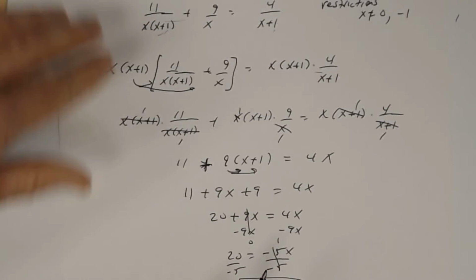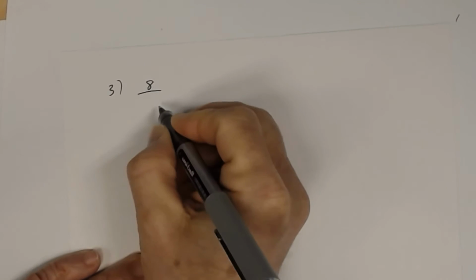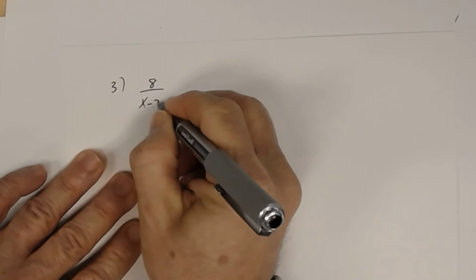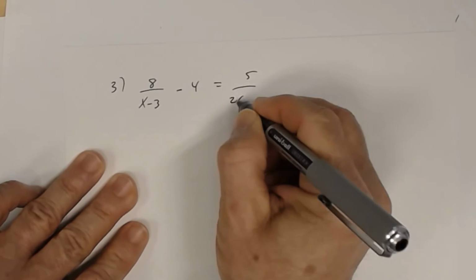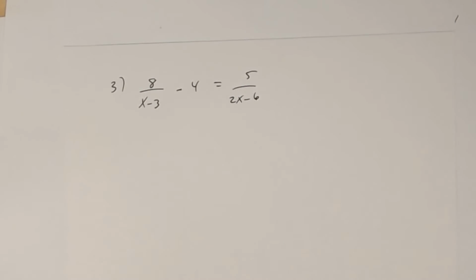Okay? All right, let's look at number 3. So let's do one more. So number 3, you have, let's see if I can find the problem real quick. So here's the problem. You have 8 divided by x minus 3 minus 4 equal 5 divided by 2x minus 6. Okay? All right, so again, notice you have this rational equation.